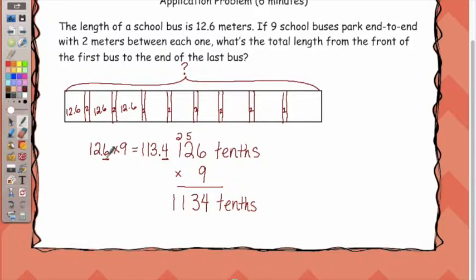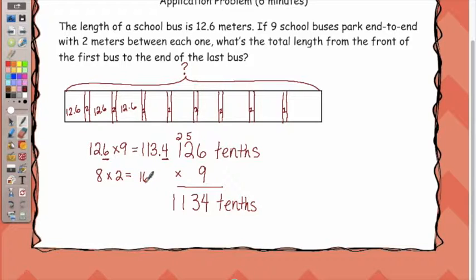What do I need to add to this 113.4 though to get my answer? 2 times 9? No, why don't you count your twos? Look at it. Do it on your paper. Did you count your twos? 1, 2, 3, 4, 5, 6, 7, 8 times 2. Oh, 8 times 2 equals 16.